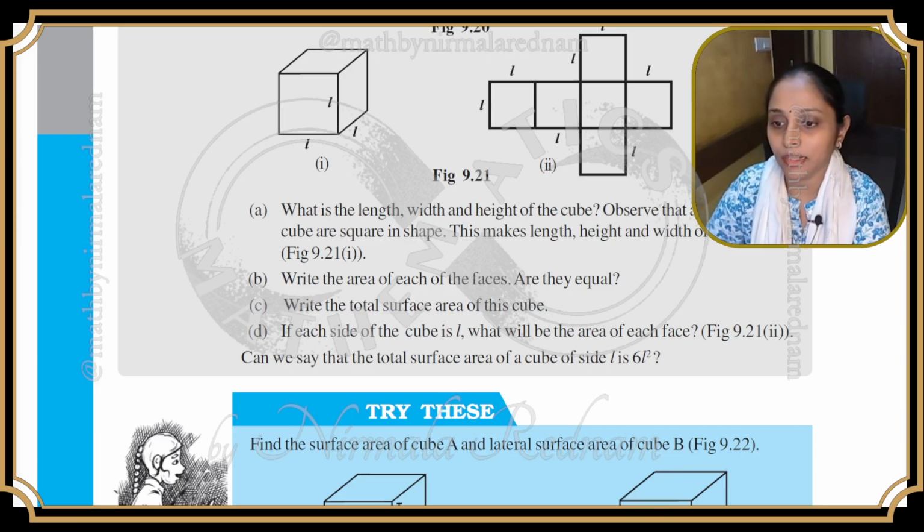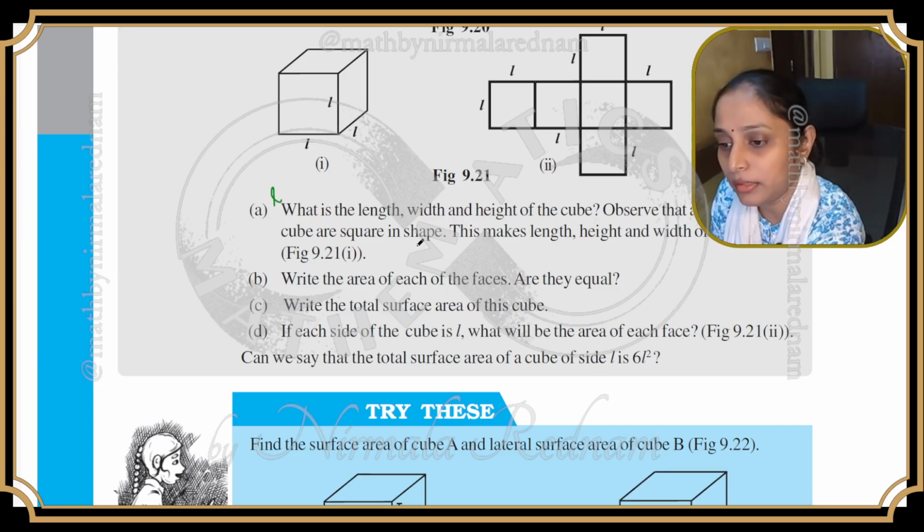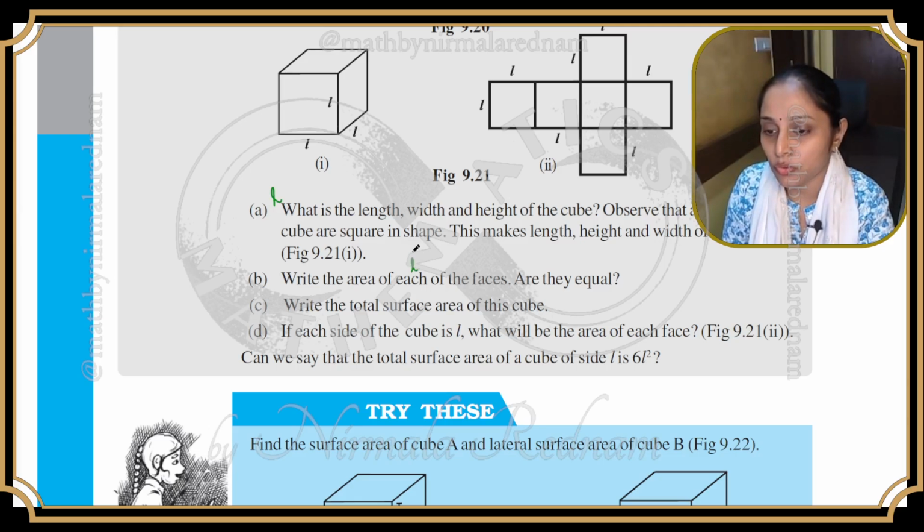And observe that in this case it is L. All faces are squares. Okay, write the area of each face, we've done this. It's not A here, in this case it is L. So the area is L square. Are they equal? Yes, they are equal. Total surface area is 6L square, right?